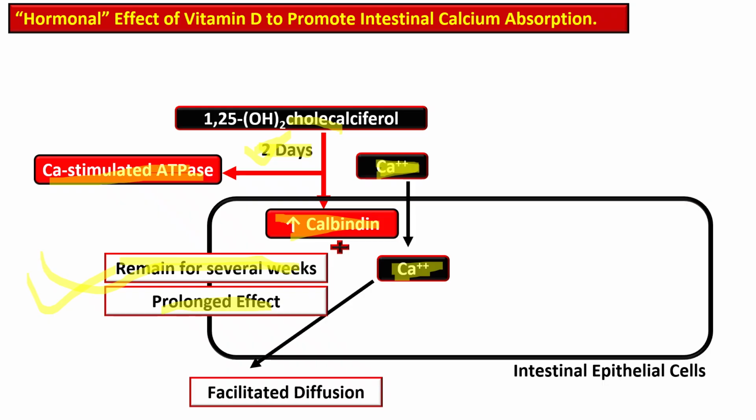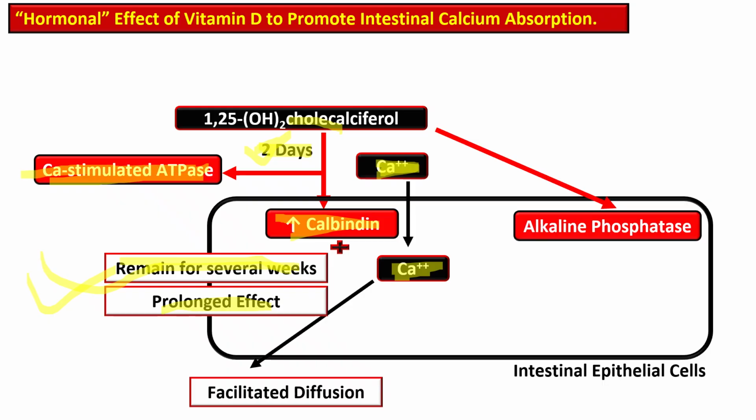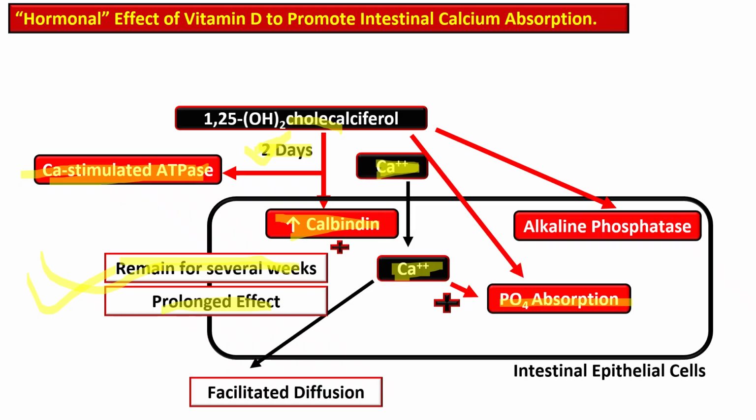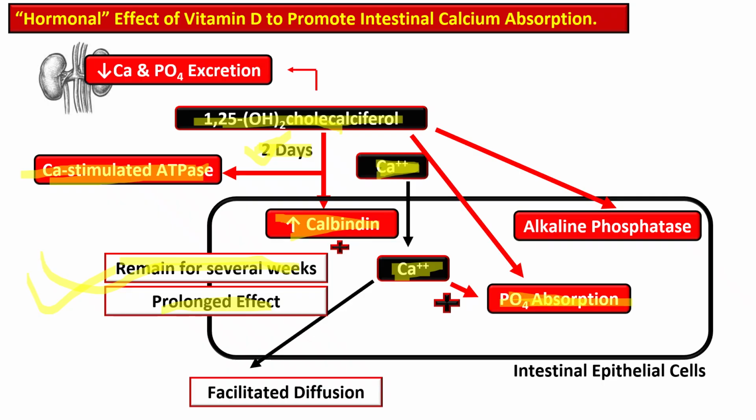There is also formation of calcium-stimulated ATPase and alkaline phosphatase. This calcium also indirectly causes the absorption of the phosphate, and directly 1,25-dihydroxycholecalciferol also exerts this effect. There is a phosphate absorption that is increased. It also causes decreased calcium and phosphate excretion through the kidney.